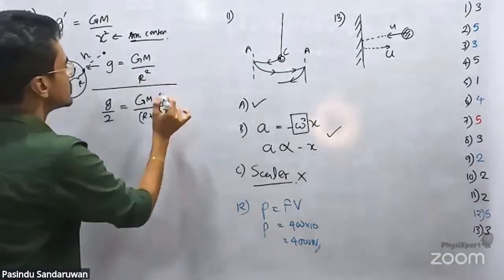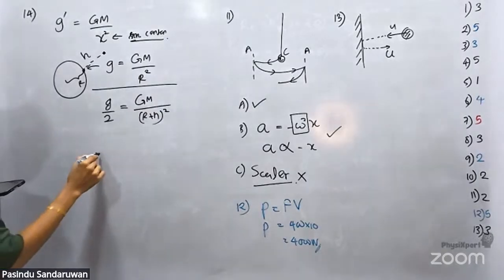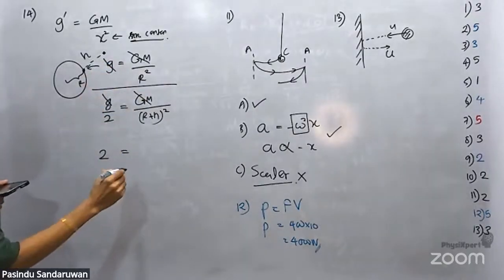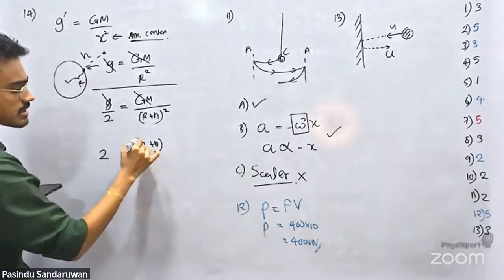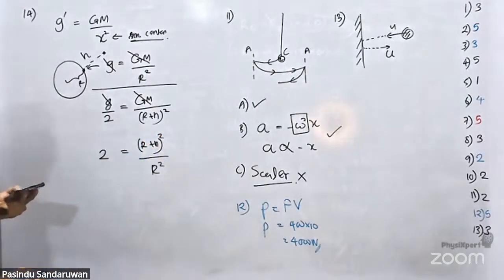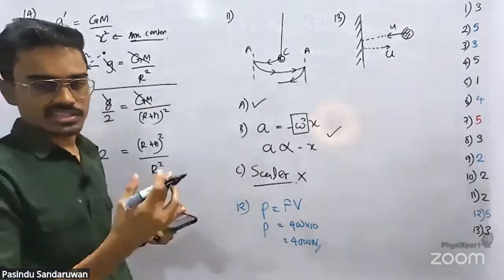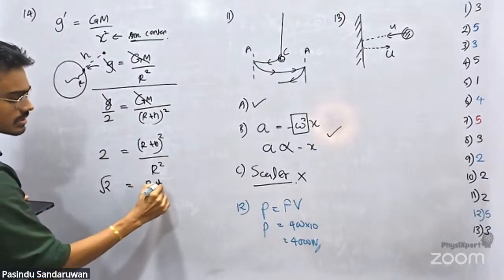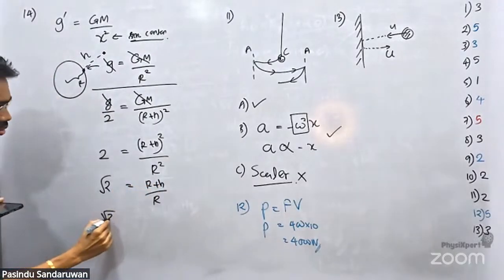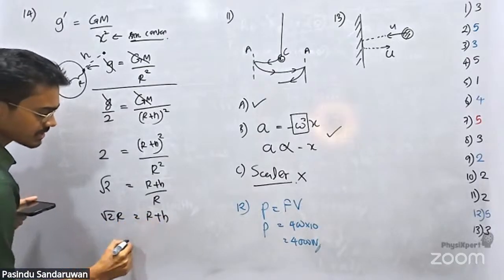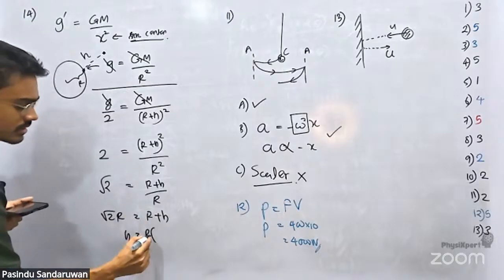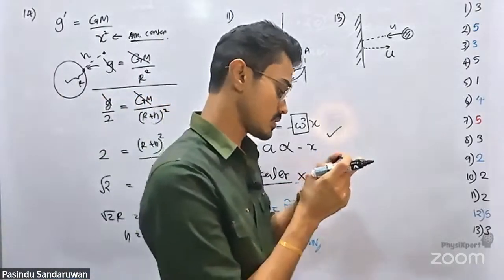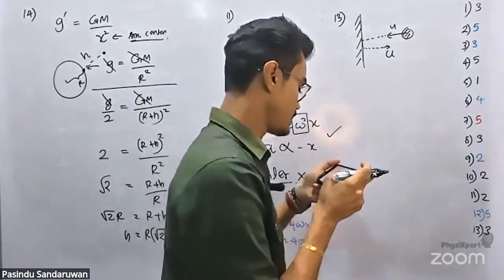Divide these two. g over 2 and g. G cancels, GM to GM cancels. Then from here, 2 equals R plus h squared over R squared. Now I'm going to take the square root of both sides. Then root 2 equals R plus h over R. Then root 2 R equals R plus h. h equals, R can be taken out, R times root 2 minus 1. So answer 3 for 14.